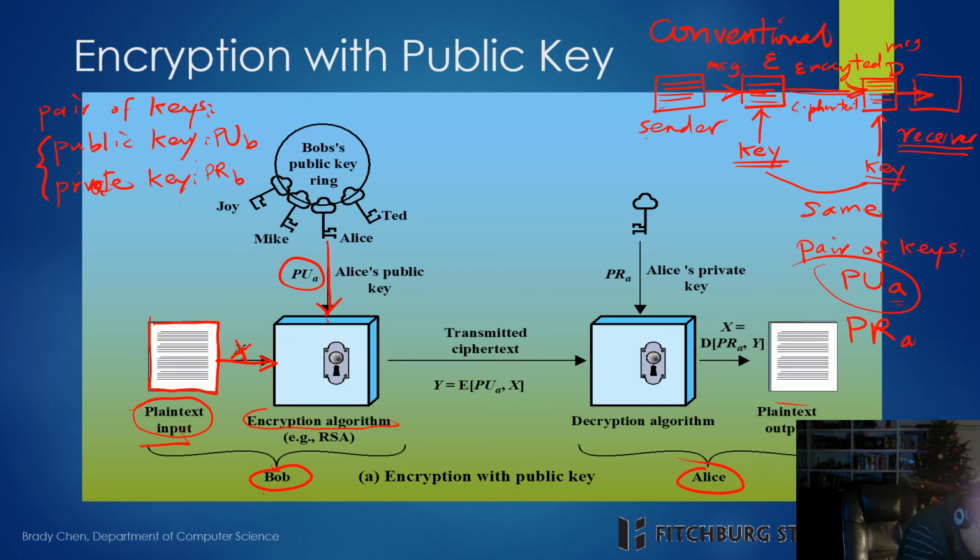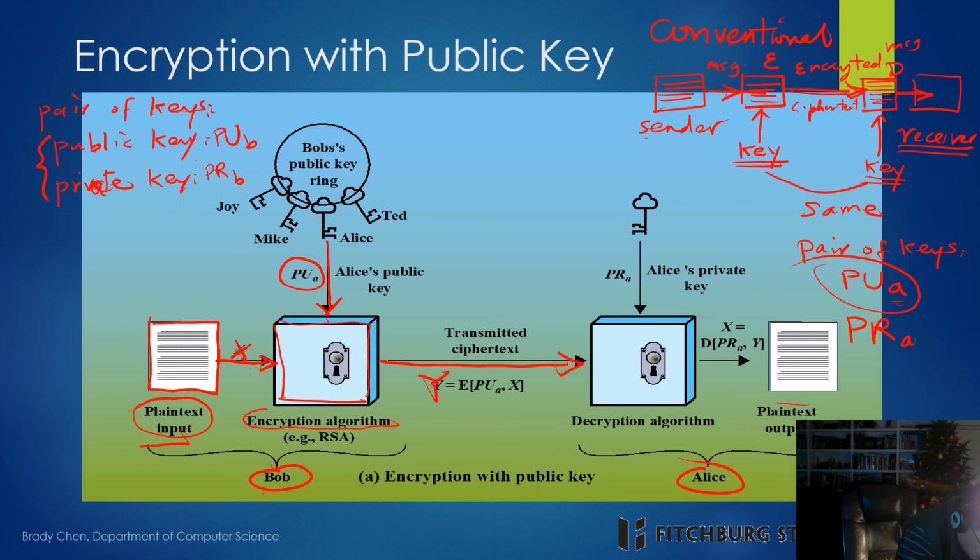So Bob grabs Alice's public key, combines the plain text message and Alice's public key, and uses the encryption algorithm, the public key encryption algorithm. Then it just generates something called a ciphertext, which is an encrypted message.